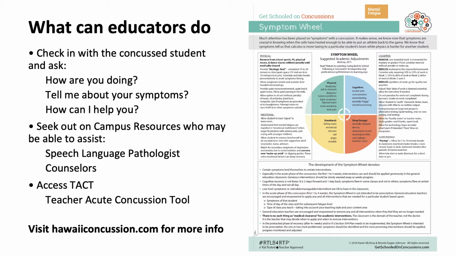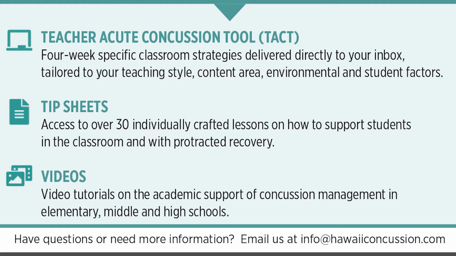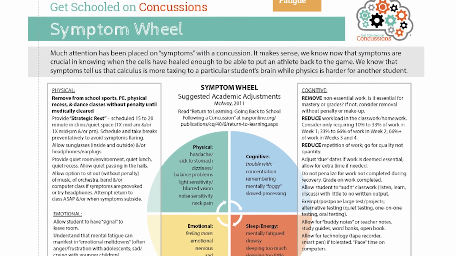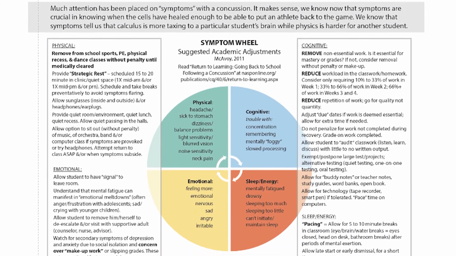Also, educators should seek out campus resources who may also assist in classroom and school adjustments, such as the speech language pathologists and counselors. Another resource that is available is the Teacher Acute Concussion Tool, or TAC. TAC is an online resource that you may use when you have a concussed student in your class. TAC will send you weekly emails for 4 weeks on guidelines on how to manage a concussed student. TAC also has a library of quick reference, one-pager resources on concussion and return to learn topics. This is an example of the TAC one-pager on the symptom wheel.